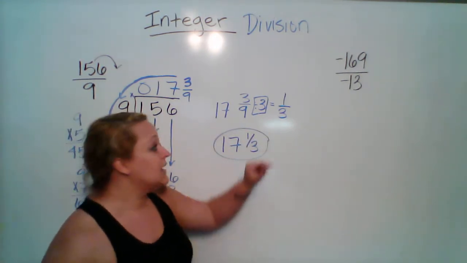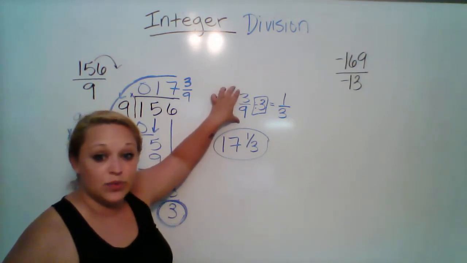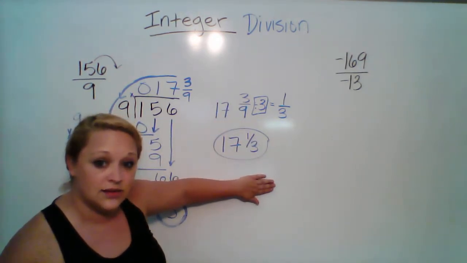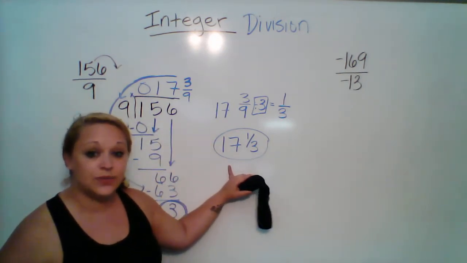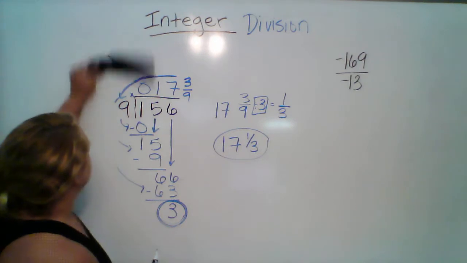And this is how it's going to look on a test. Whenever you take a test, it will not have this because it's not in simplest form. It will have this. Alright? They were both positive, so our answer stays positive. Alright, let's do another one.